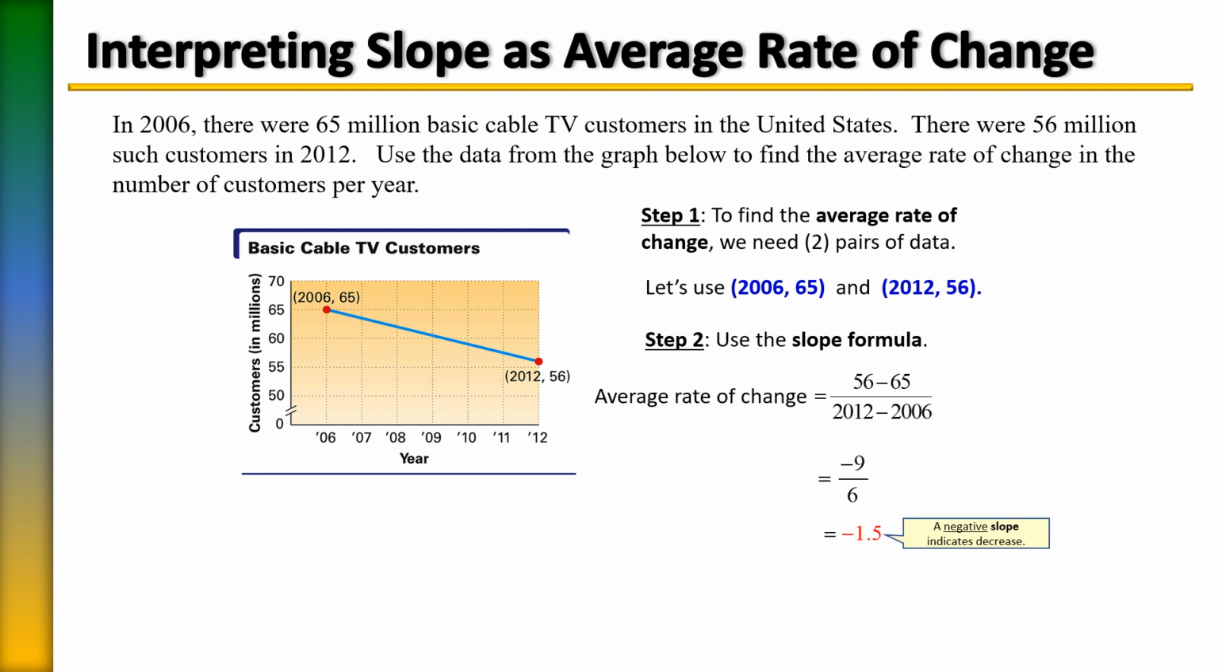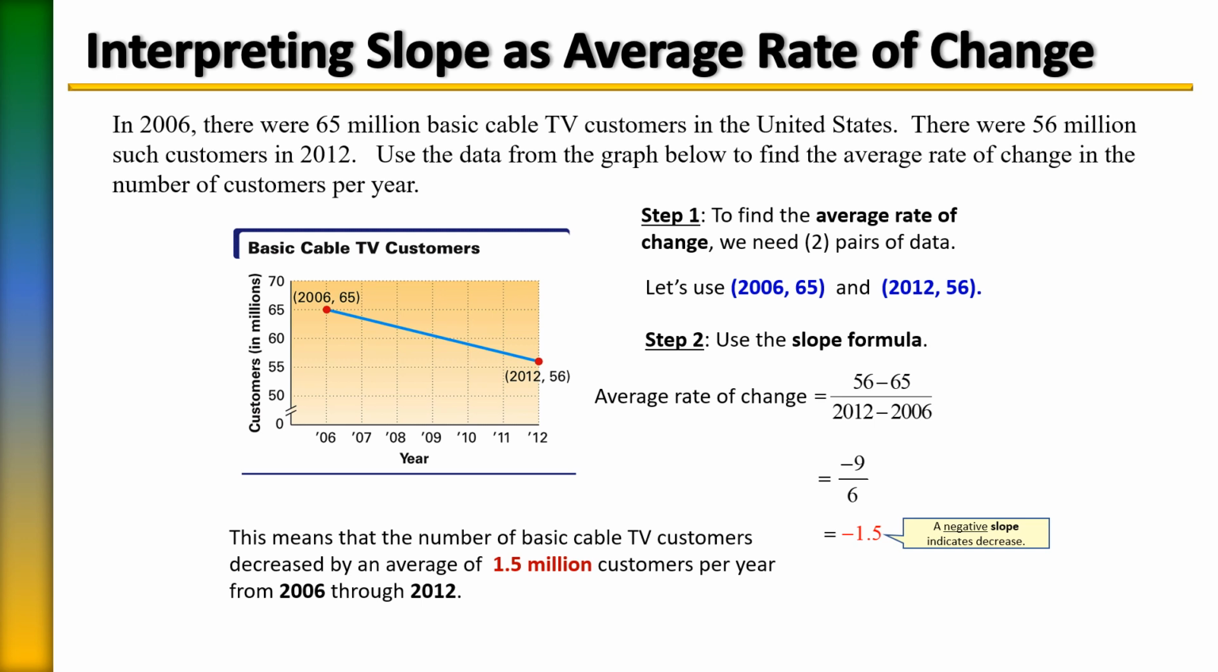Now again, we're talking here in millions. So how would we interpret that? We would interpret it to mean that the number of basic cable TV customers decreased by 1.5 million customers per year from 2006 to 2012, because that was the time frame of our data. So notice here the -1.5, a negative number, signifies a negative slope, and we can see from our graph it is moving from left to right in a downward motion, which does signify a negative slope.